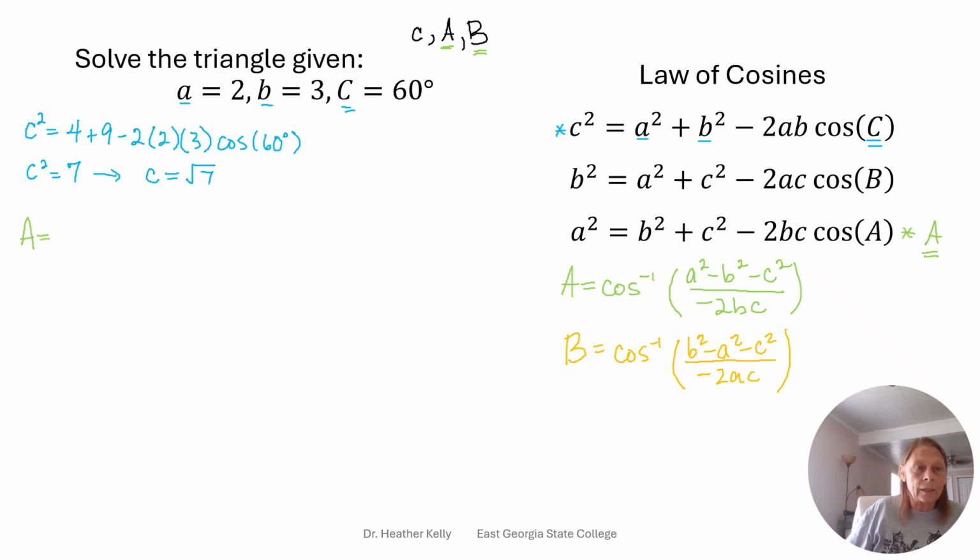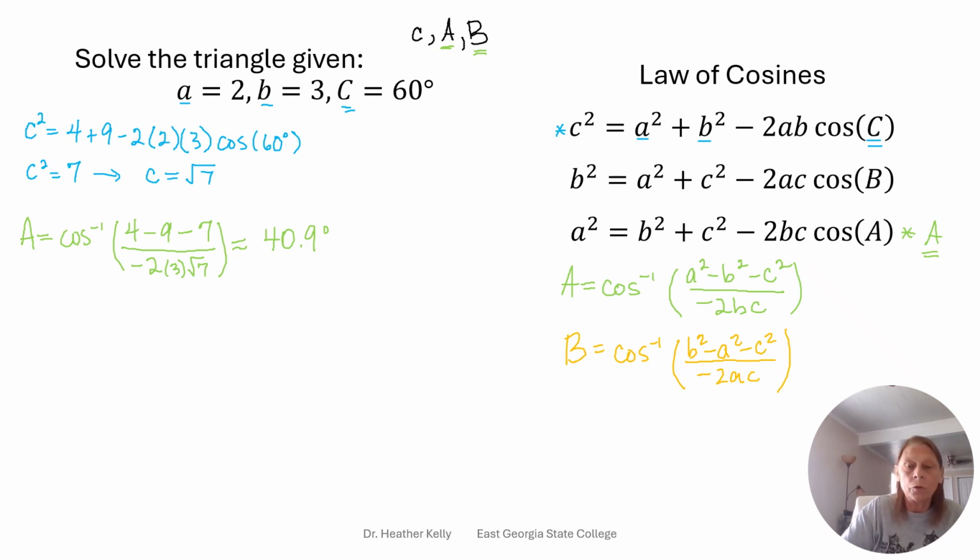So our A then is going to equal the arc cosine of, and we'll have A squared, so 4 minus B squared, which is 9, minus C squared, which is 7, because C is the square root of 7, all over negative 2 times B, which is 3, times C, which is the square root of 7. And when we do the math there, we're going to get 40.9 degrees.